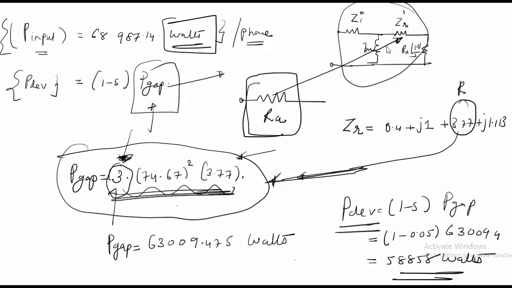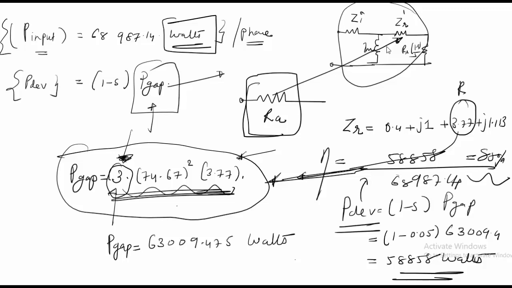So your efficiency is equal to your power developed, 58858, divided by whatever was your power input, which was 68987.14, which was found. So your efficiency comes close to 85% for this machine for the specific configuration.